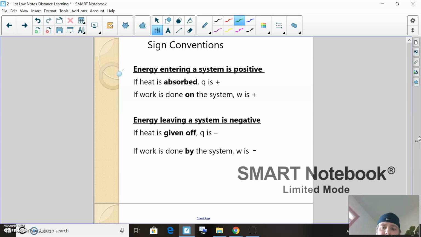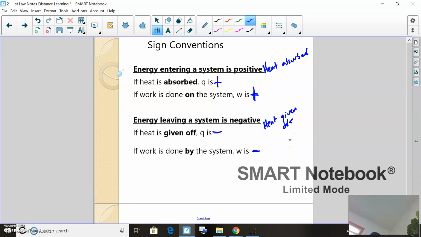Just some signs that you really need to know. If heat is absorbed, it's positive. If work is done on the system, it's positive. If energy is leaving a system, its Q is negative, so basically if heat is given off. And this is heat absorbed. If work is done on the system, meaning it's being worked on, it's positive. If work is an output, if the system is doing work, it's negative. Just keep that in your back pocket.